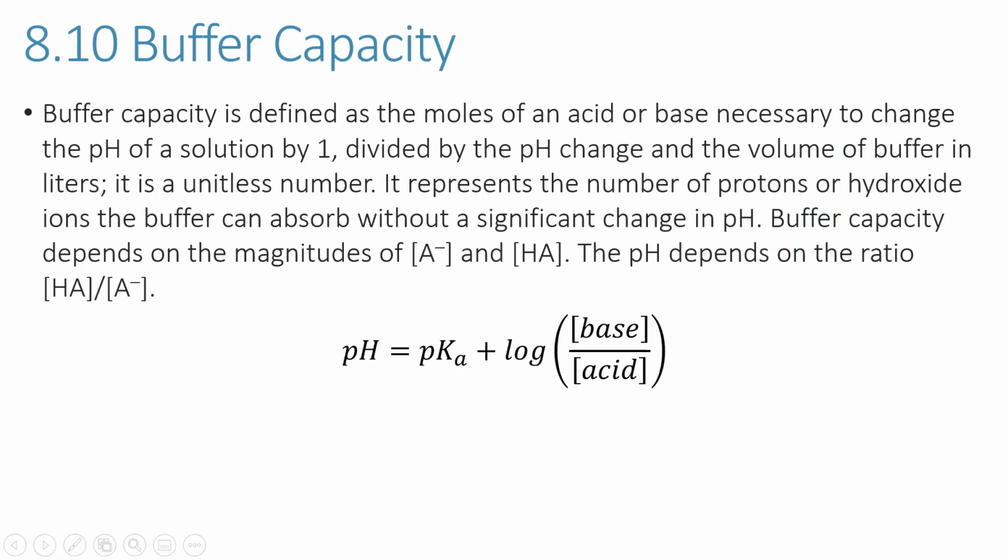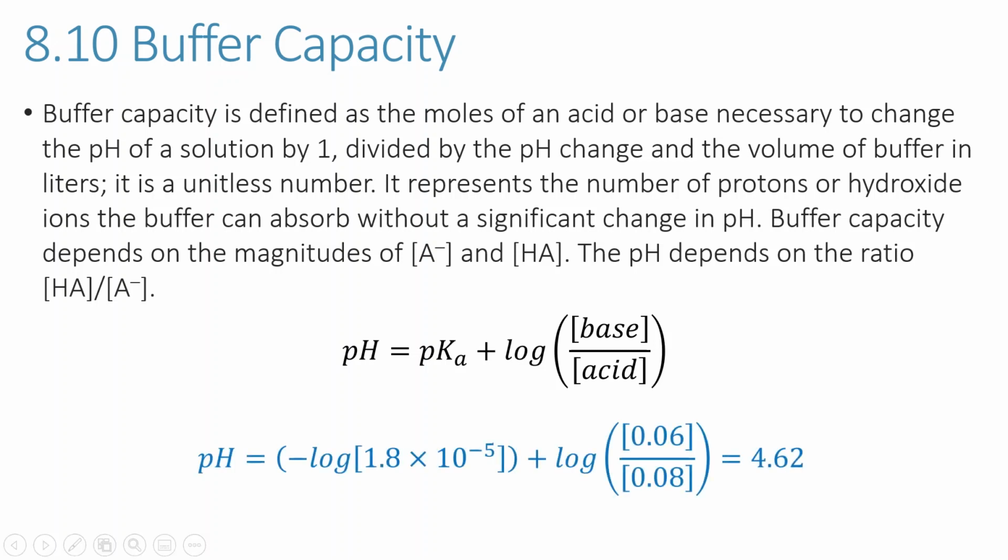So buffer capacity is generally considered to be the moles of acid or base necessary to change the pH of a solution by 1, divided by the pH change in the volume of buffer in liters. So it's really a unitless number here. It really represents how much H plus or OH minus the buffer can absorb without a significant change in pH. So the buffer capacity depends on how much of my weak acid and weak base components are used, whereas the pH depends on this ratio.